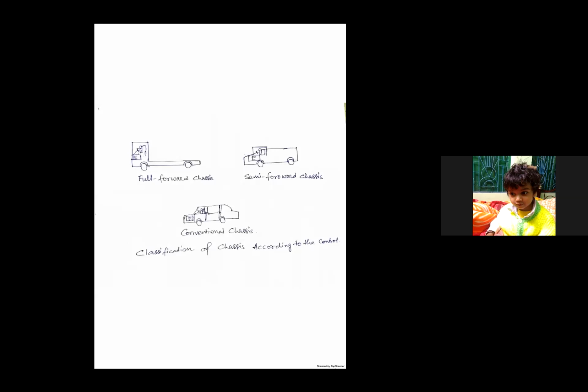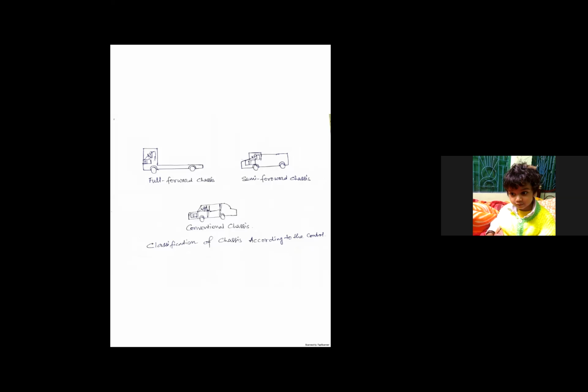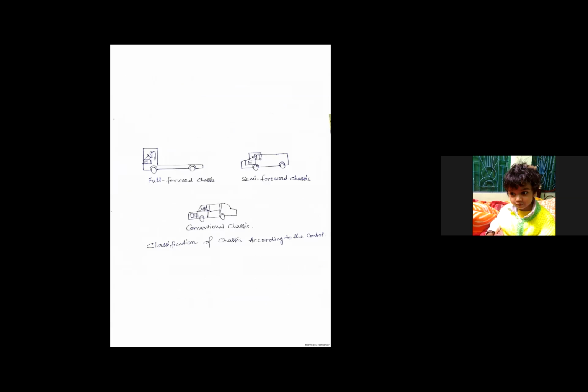Now, the types of chassis. As per the classification, there are types according to the control, according to the chassis frame, and according to the engine location. These are the main three types of chassis classification. So number one is according to their control, number two is the engine location, and number three is according to the chassis frame.